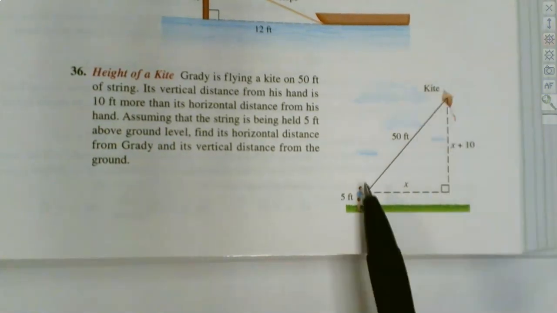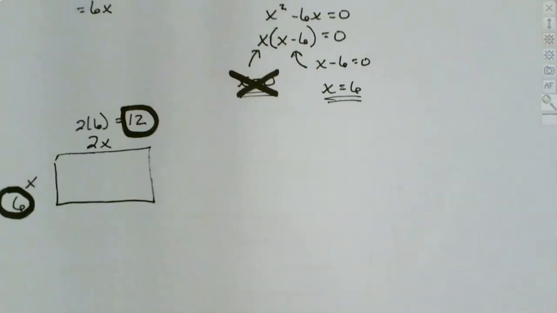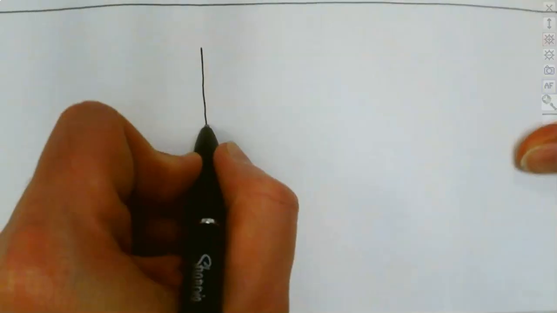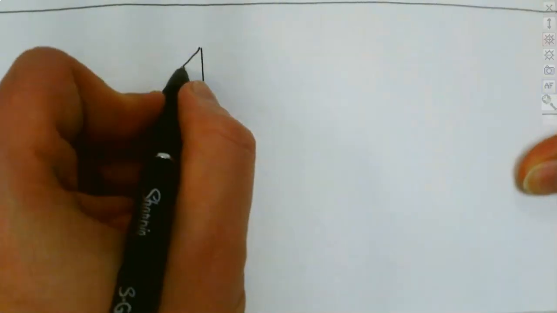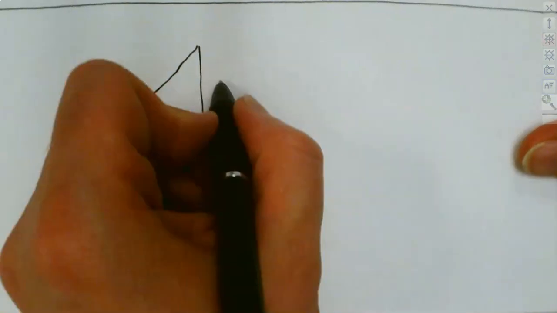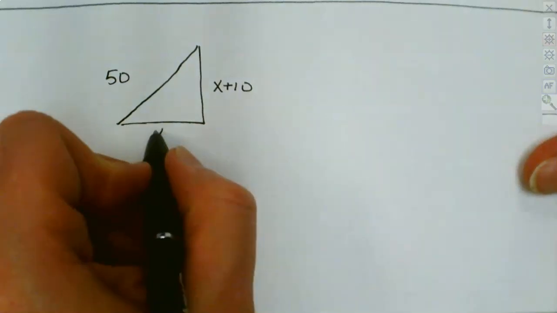So we've got our figure right here. We're going to draw out this figure, and then we'll get our equation from the Pythagorean theorem. So what we've got is our right triangle. This side is 50, x plus 10 here, and x along the bottom.